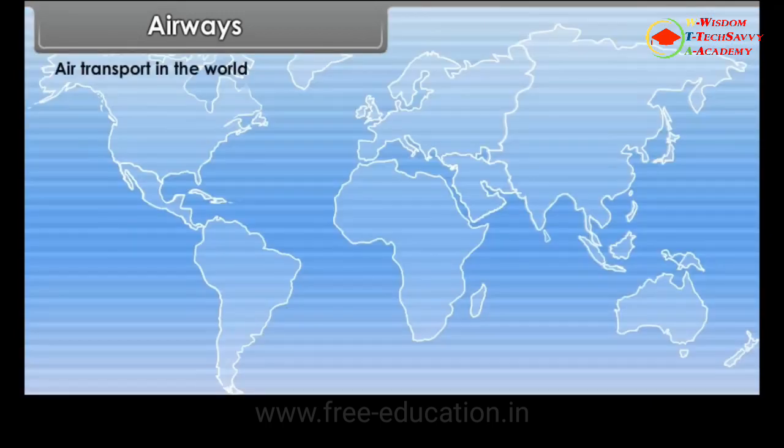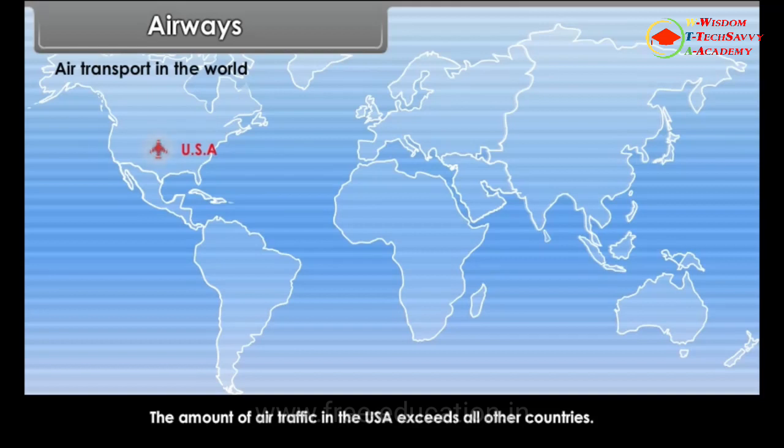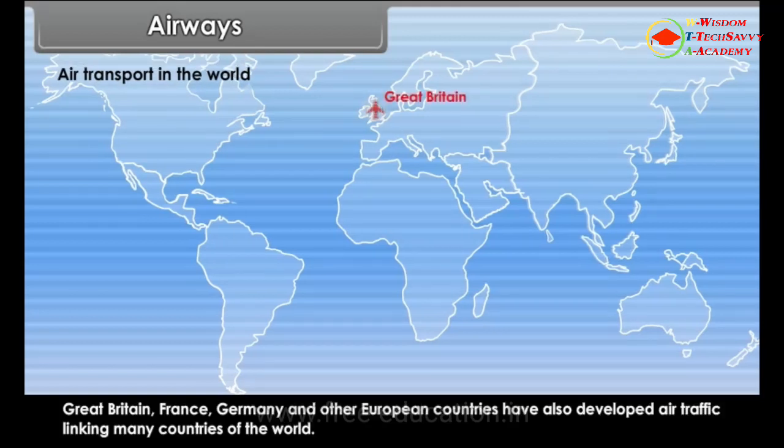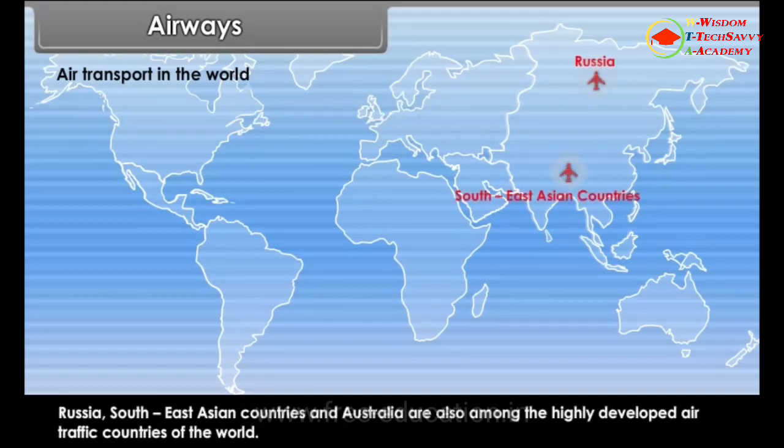Air transport in the world. The amount of air traffic in the USA exceeds all other countries. There are more than 7,000 civil airports in the USA. Great Britain, France, Germany and other European countries have also developed air traffic linking many countries of the world. Russia, Southeast Asian countries and Australia are also among the highly developed air traffic countries of the world.